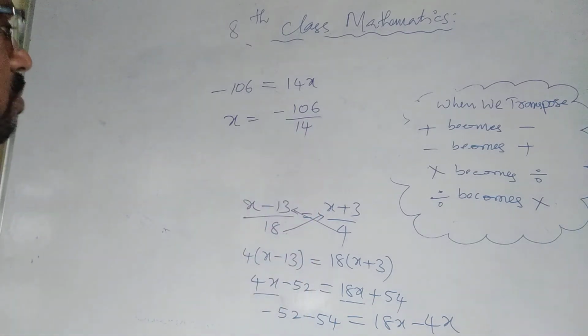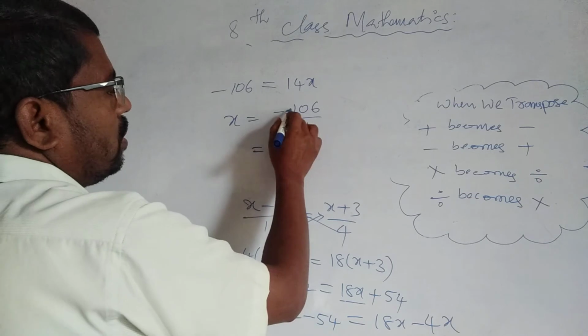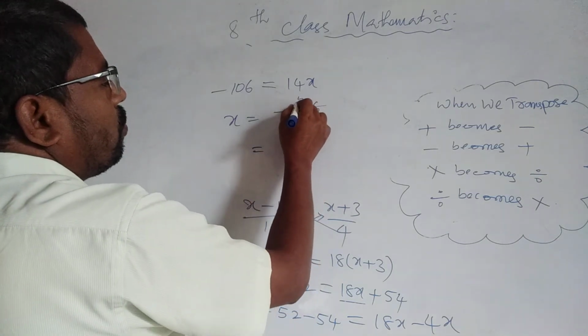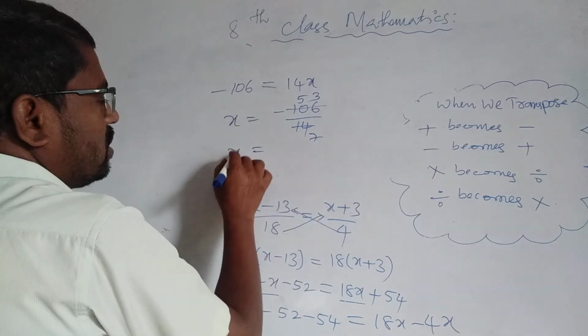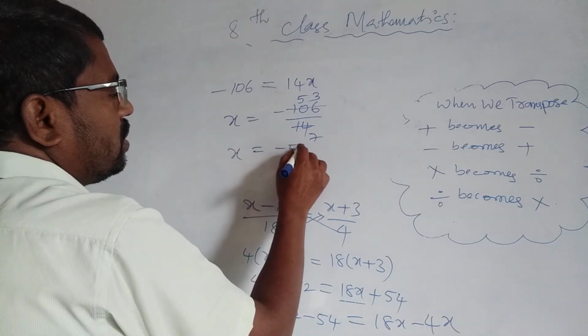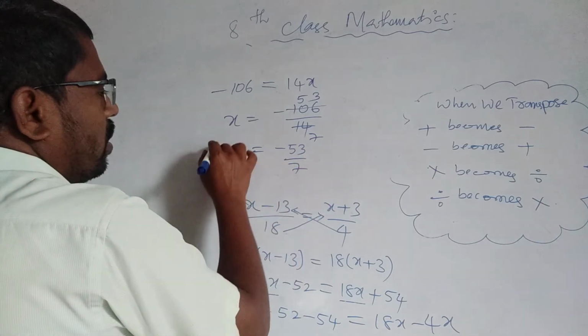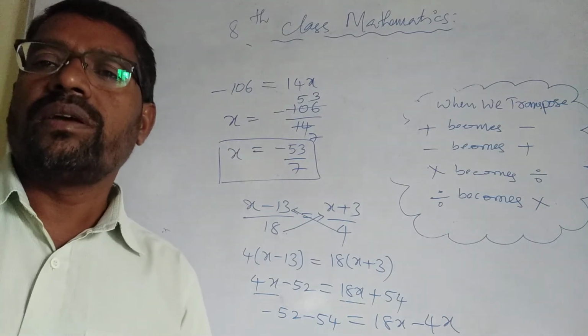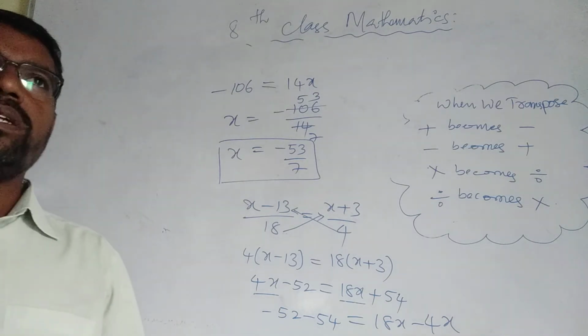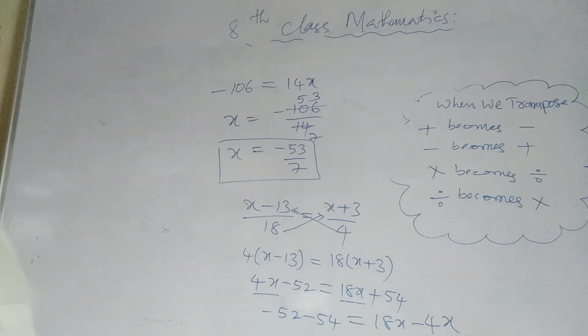Minus 106 by 14. If you want to simplify this, you can cancel with the 2 table. 2 fives are, 2 threes are, 2 sevens are. So x is equal to minus 53 by 7. This is your solution of the given equation. Whatever was given in exercise 2.5, that is the 9th problem. We have to solve the equation in 1 variable.